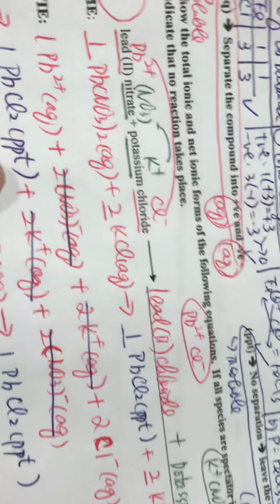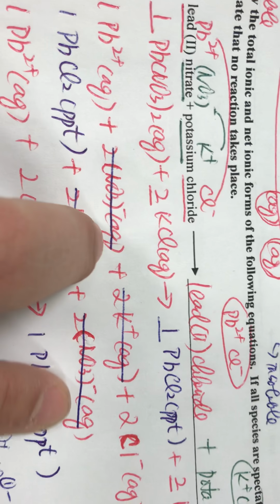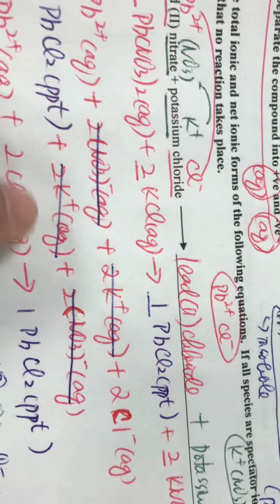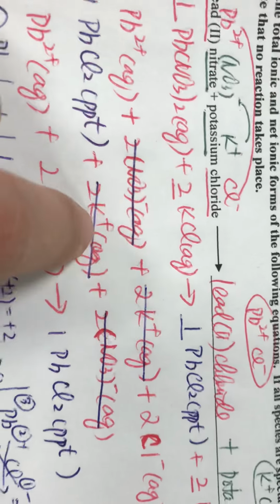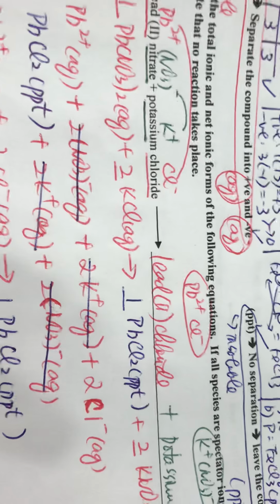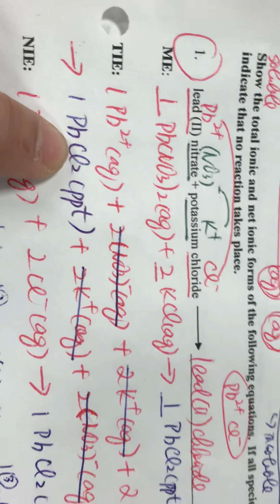1 Pb2+ (aq) does not show up on both sides. Don't touch it. 2 NO3-, 2 NO3-, they show up on both sides. Exactly. Coefficient, charge, (aq), everything. So we're going to cancel this too. 2K+ (aq), they also show up on both sides, so we cancel them. 2Cl- (aq) does not show up on both sides, leave it. PbCl2, PPT also did not show on both sides, leave it.